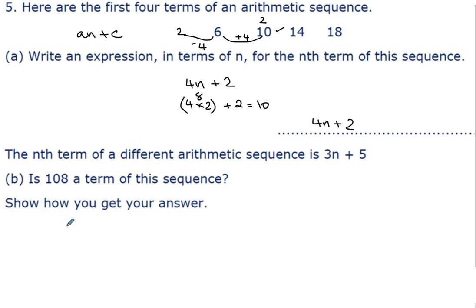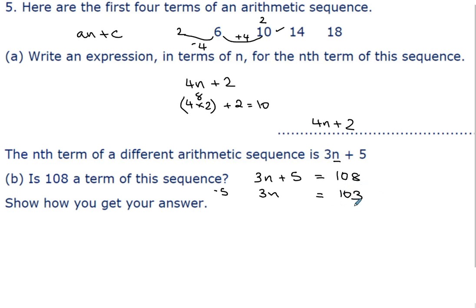Okay. Now it says the nth term of a different arithmetic sequence is 3n plus 5, and it asks if 108 is a term of the sequence. So if it could be one of these numbers on the sequence. You can tell that n has to be an integer because it's a pattern number or a sequence number. So we try and find out if 3n plus 5 could be equal to 108. And I hope you've watched my video on linear equations. So minus 5, 3n equals 108 minus 5 is 103.